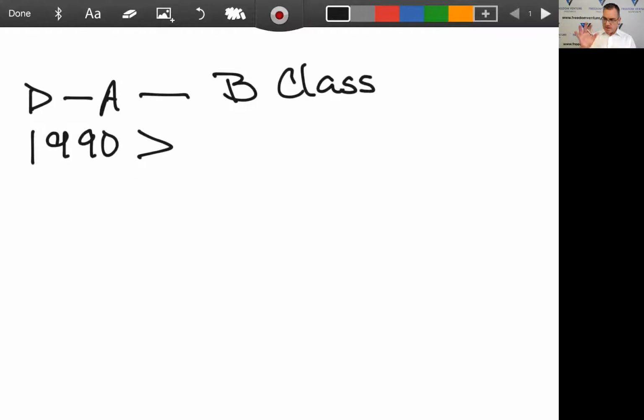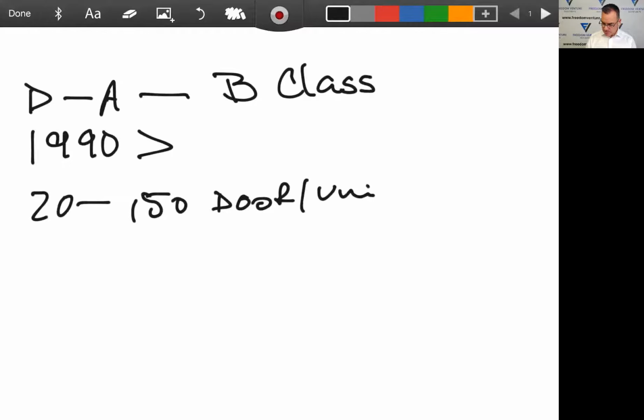Now, once we've identified the market and the asset is a B, 1990 or sooner, we then want to look at, well, how many doors or units are there? So in multifamily, we refer to units and doors interchangeably, just so that you understand that. And doors really means, well, how many tenants are there in one unit? We like to focus on the 20 to 150 doors or units.